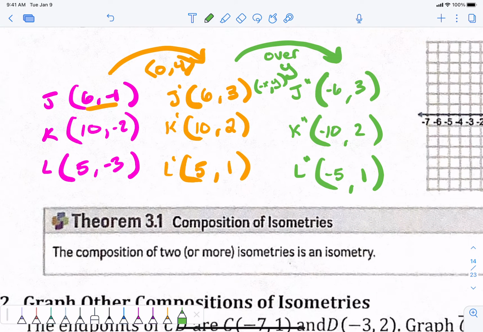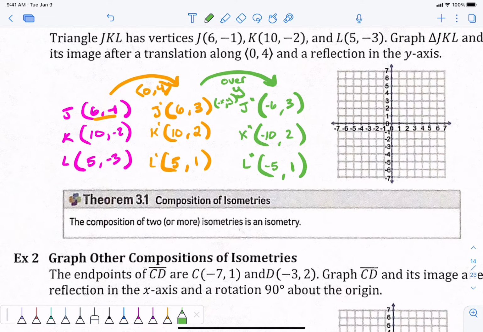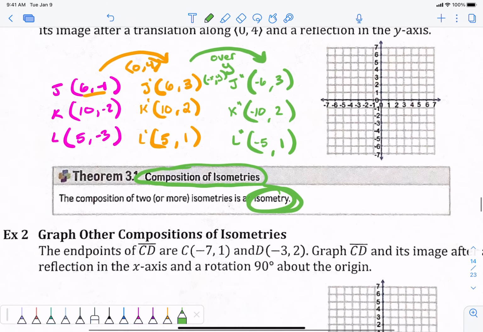All right. And then we graph them, but we're not going to because we're going to skip it. Okay. Because I trust that you guys know how to graph. All right. Good? Yeah. Okay. Anytime you are doing a composition of these, it's called an isometry. Okay. So compositions of 2 or more is called an isometry. So 2 or more transformations is called an isometry. Make sense? Good? That's just kind of an interesting vocabulary word.